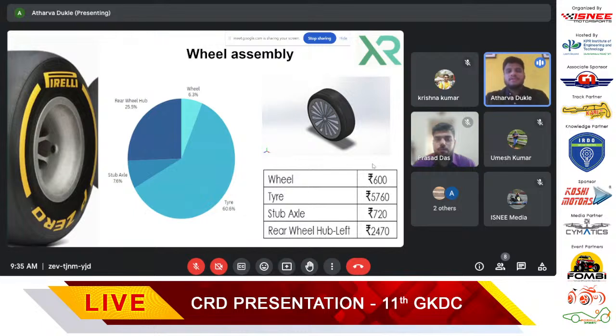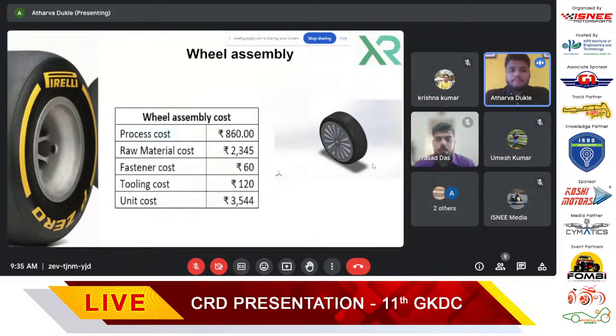Moving forward, we have the wheel assembly. The wheel assembly consists of certain parts such as the wheel, the tire, the stub axle, and the rear wheel hub. Now, the cost of all of these has been mentioned here, along with the pictorial representation in the form of a pie chart and also a small SolidWorks model that we had made.